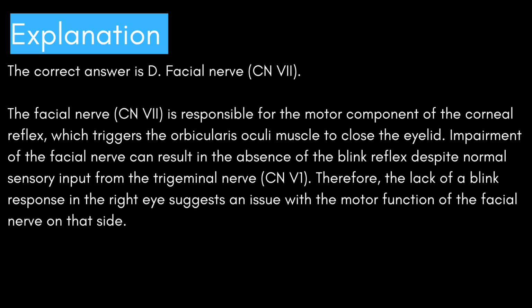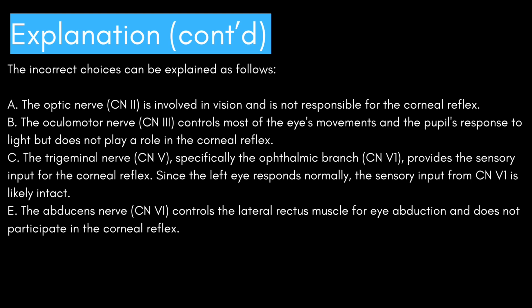All right, let's go ahead and see why the other answer choices are incorrect. The incorrect choices can be explained as follows. A. The optic nerve, cranial nerve 2, is involved in vision and is not responsible for the corneal reflex. B. The oculomotor nerve, cranial nerve 3, controls most of the eye's movements and the pupil's response to light, but does not play a role in the corneal reflex.